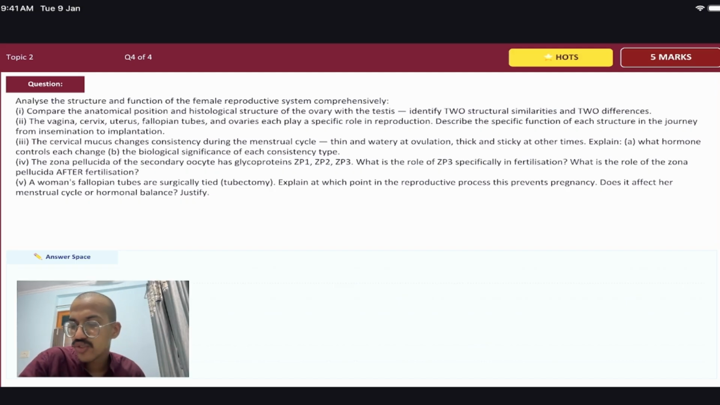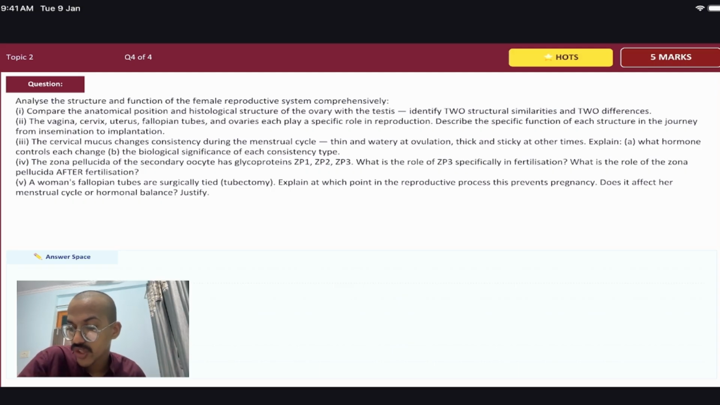Then the cervical mucus changes consistency during the menstrual cycle, thin and watery at ovulation, thick and sticky at other times. Explain what hormones control each change, and the biological significance of each consistency type. So basically during ovulation it is thin and watery so that sperms can pass through it. The rest of the time it is thick, so even if the sperm go, there is no point because no reproductive activity will take place as ovulation has not occurred. The hormones are not in your syllabus, how that's working. Okay, I'm sorry.